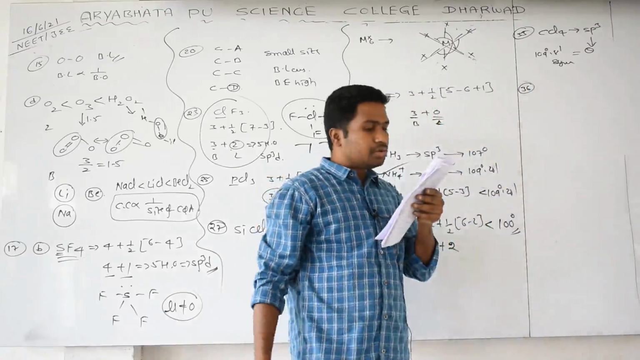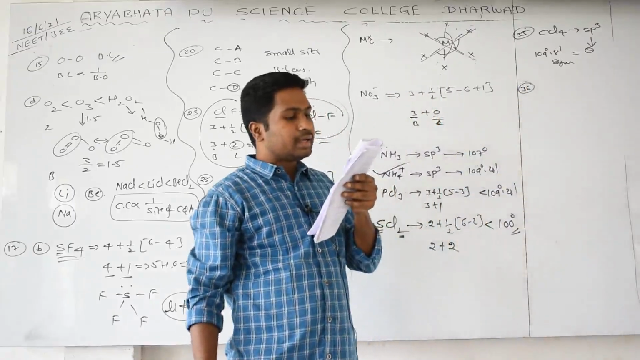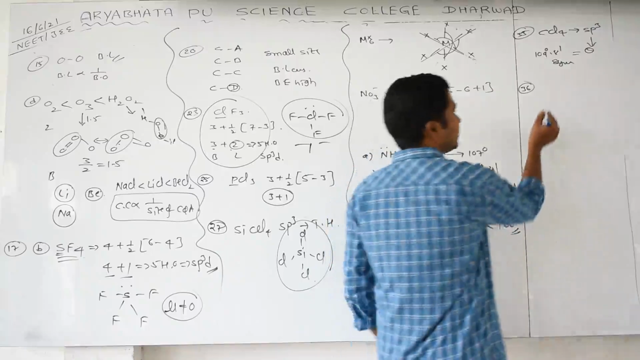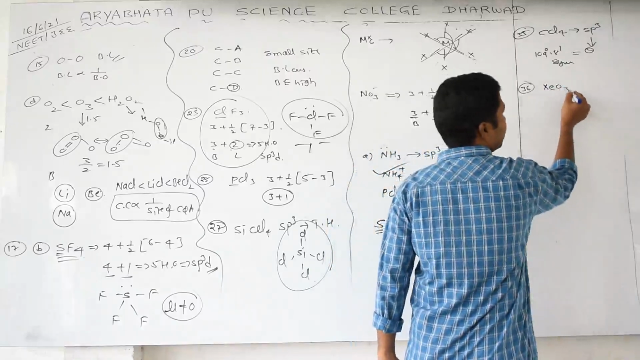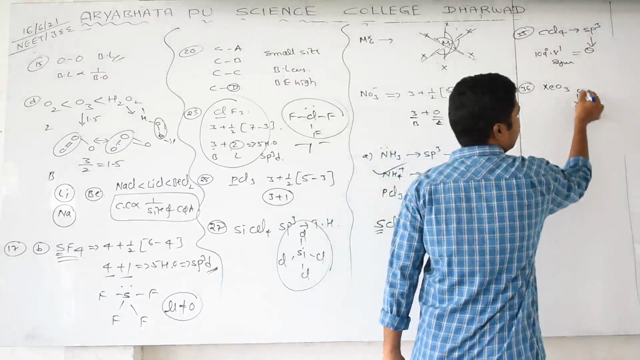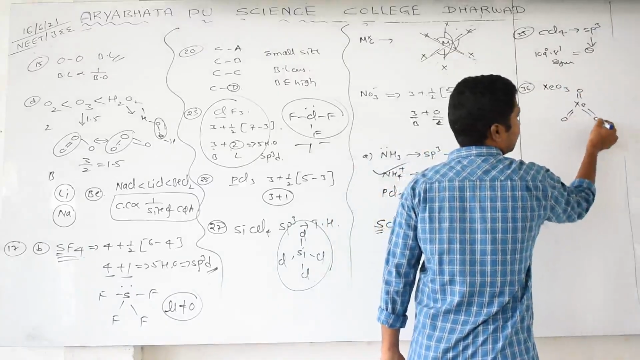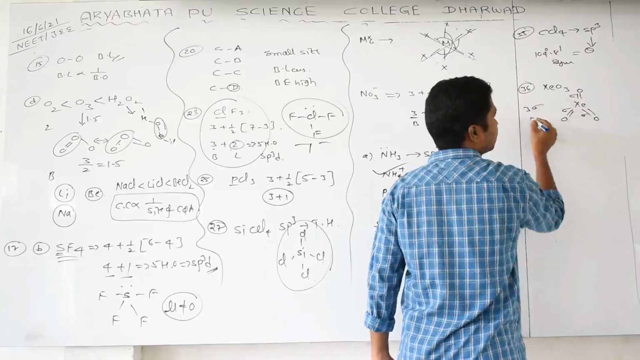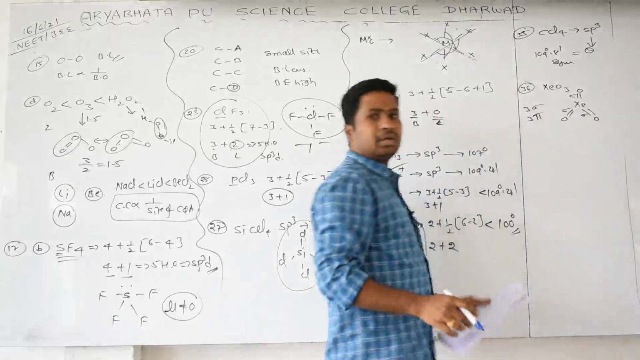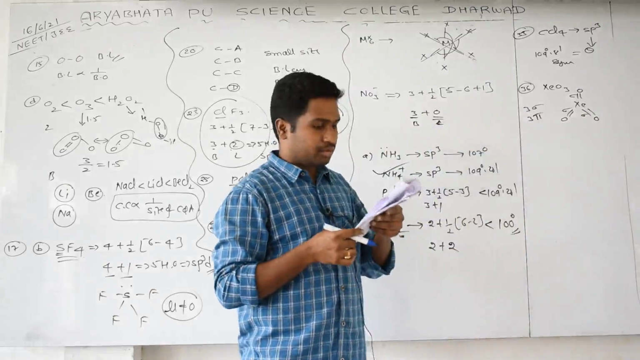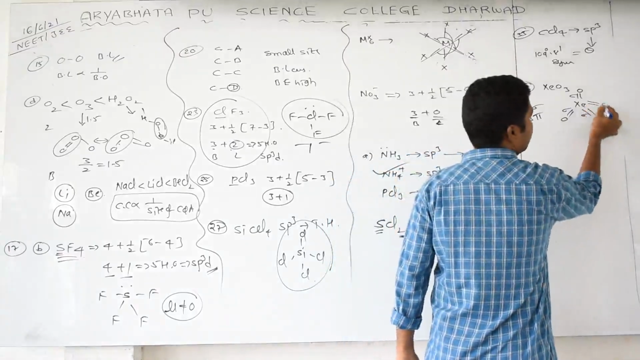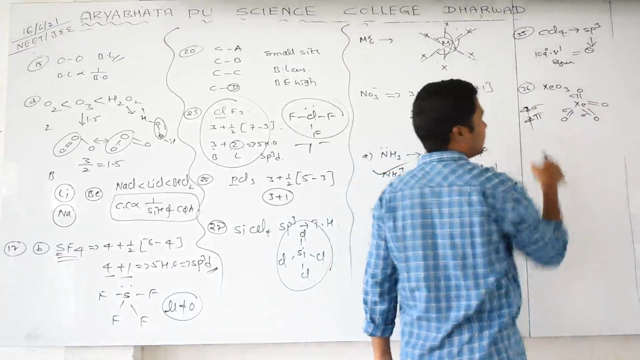Go for the 35th, 36th bit. Look carefully: which of the following species contains an equal number of sigma and pi bonds? You know very well, XeO3, trigonal planar geometry, Xe double bond O, double bond O, double bond O. How many sigmas? 3 sigma and 3 pi bonds. That is what is asked, equal number of sigma and pi bonds. XeO4 is given now. XeO4 means double bond O, 4 sigma and 4 pi bonds.